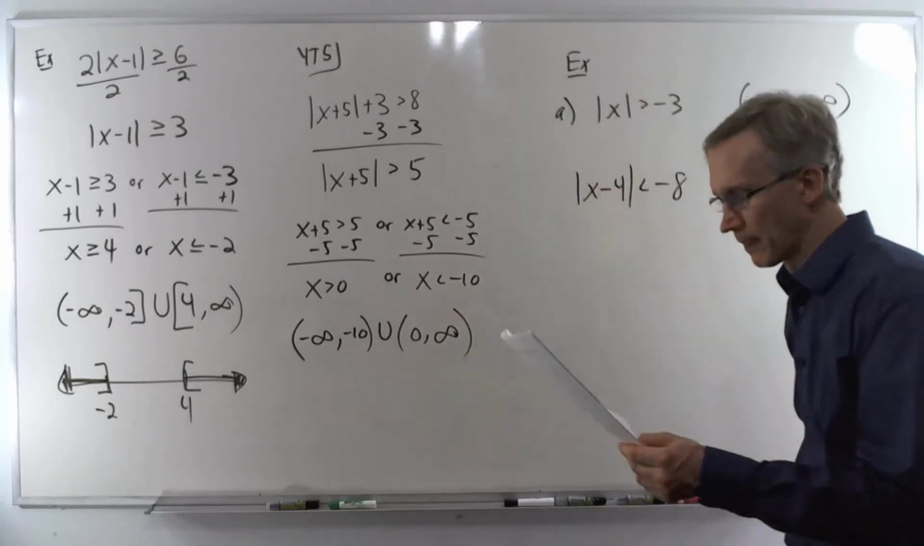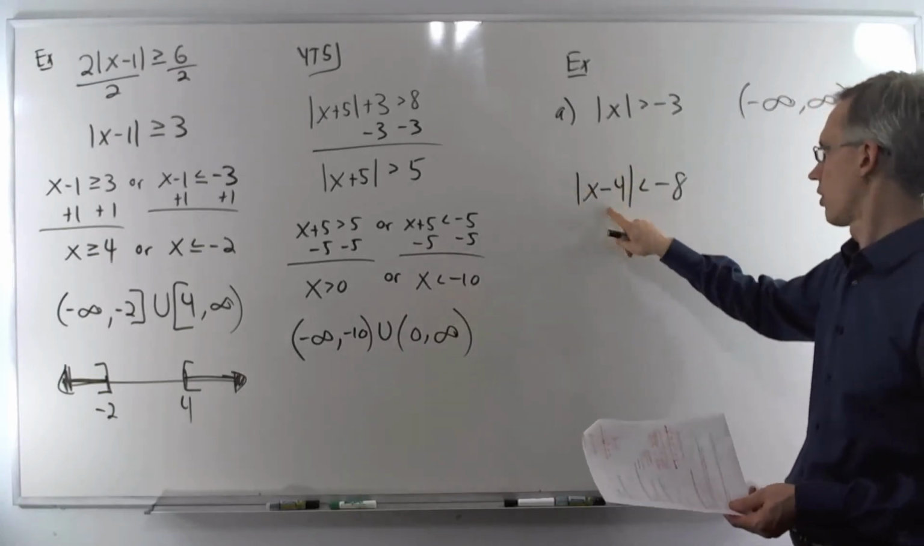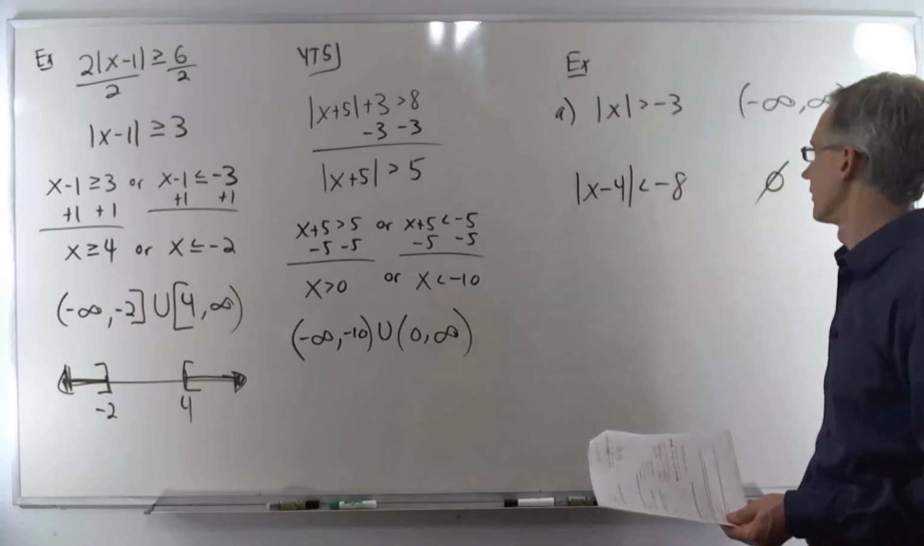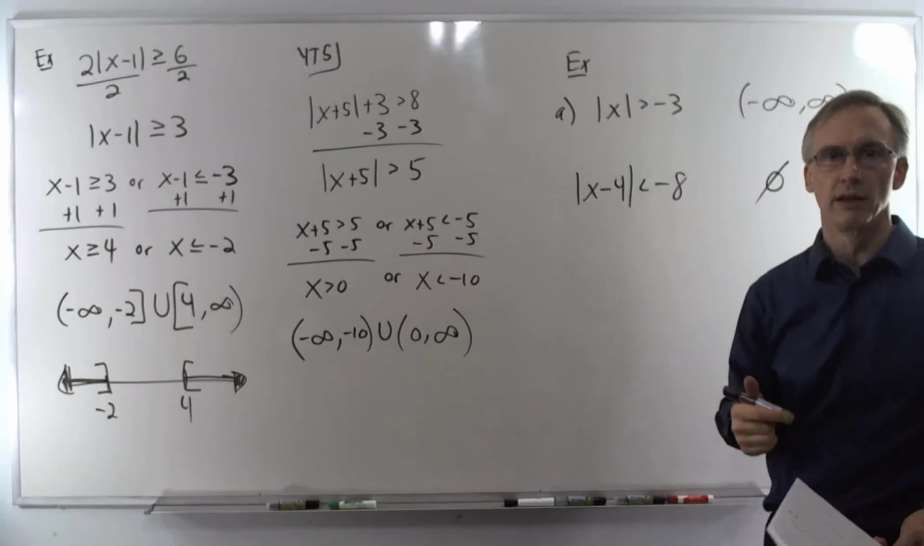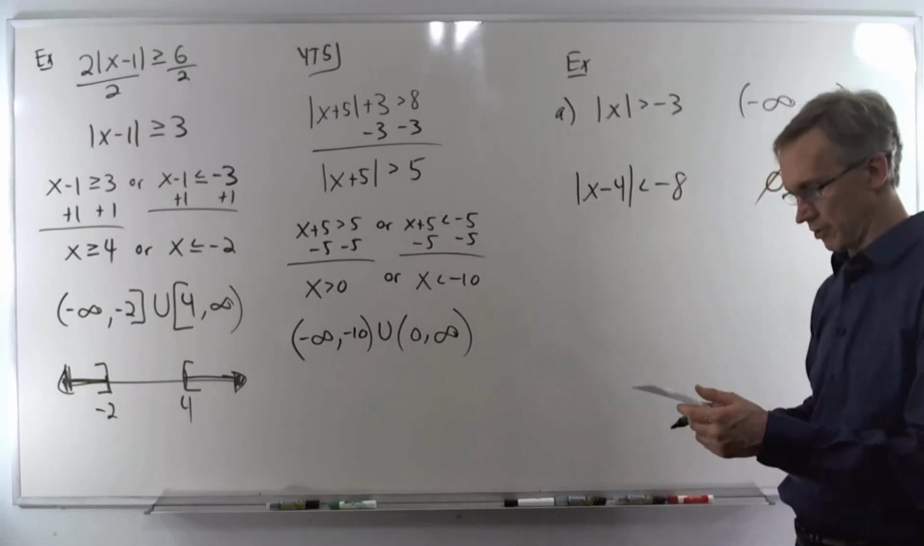All right, next up, the absolute value of x minus 4 is less than negative 8. Absolute values are always positive, so they cannot possibly be less than negative 8. So if you ever have an absolute value that is less than a negative number, the only solution is the empty set. No solution at all.